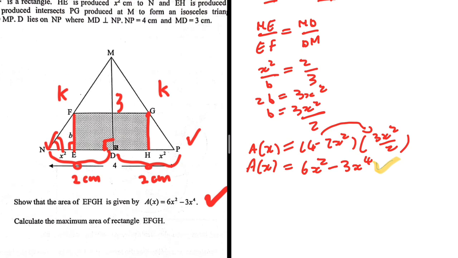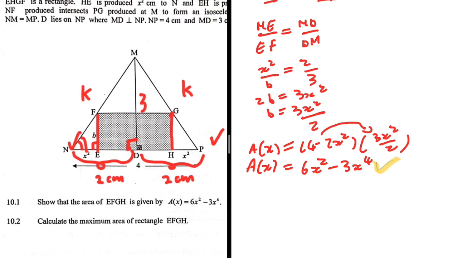Right. I wonder if there's another way we can solve this question without using the fact that the two triangles are similar. But anyway, just let me know in the comments if you use any other alternative way. That is 10.1. Let's take a look at 10.2.